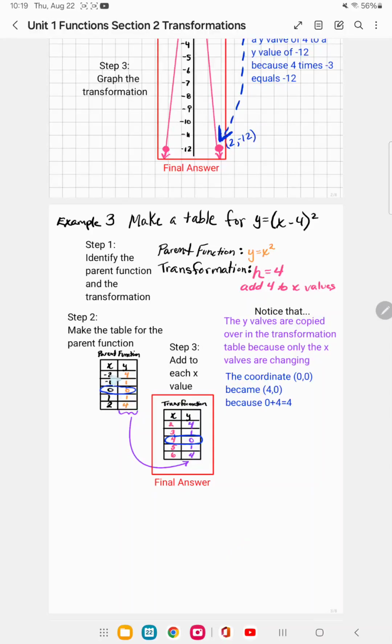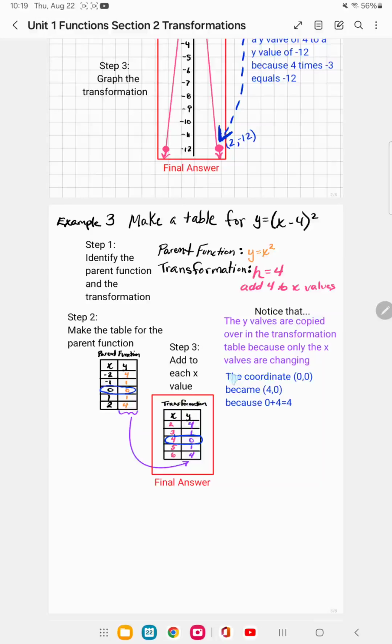So we're adding 4. So negative 2 plus 4 gives me 2. Negative 1 plus 4 gives me 3. 0 plus 4 gives me 4. 1 plus 4 gives me 5. And 2 plus 4 gives me 6. So I go through and I make my new table.